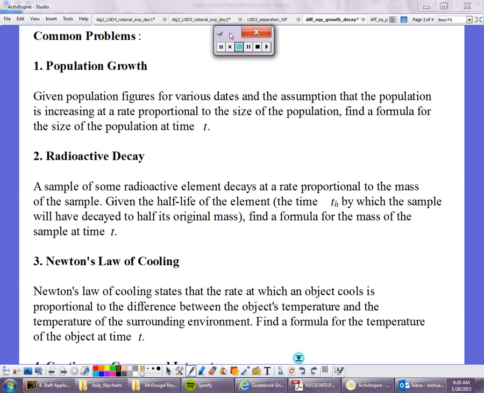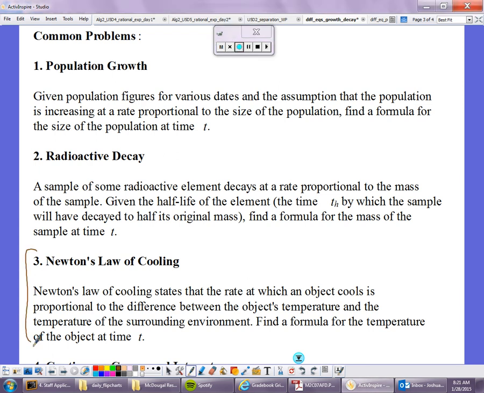Radioactive decay. Radioactive decay is a good real-world example of exponential decay. It's decreasing. A sample of some radioactive element decays at a rate proportional to the mass of the sample. Given the half-life of the element, which is the time by which the sample will have decayed to half its original mass, you'll have to find a formula for the mass of the sample at time t.